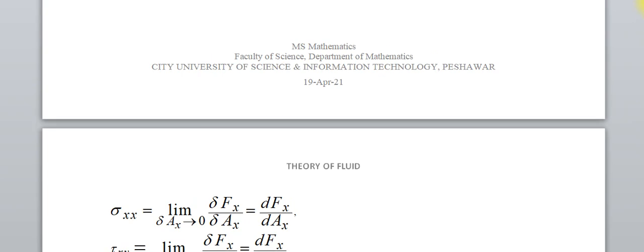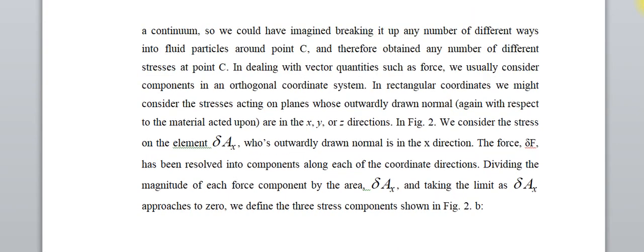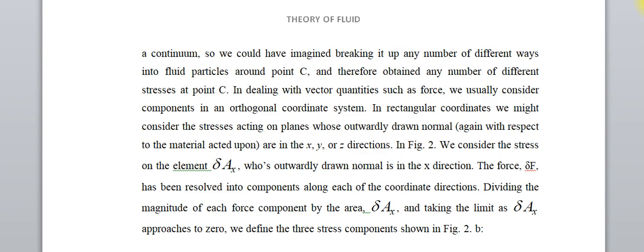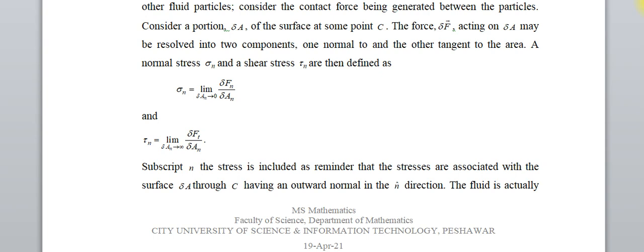Let me come to the point where we left the discussion. So the force, a very small force F acting on a very small area, may be resolved into two components. One is called the normal to the surface force, and the other is tangential to the area: normal force to the area, tangential force to the area.